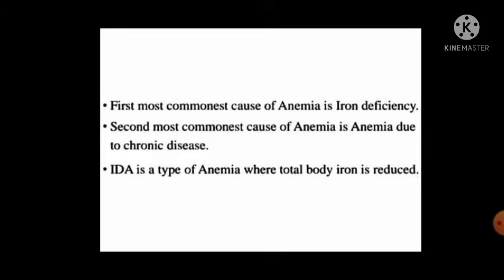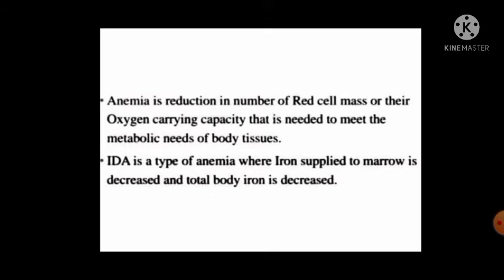The most common cause of anemia is iron deficiency. The second most common cause of anemia is anemia due to chronic diseases. Iron deficiency anemia is a type of anemia where total body iron is reduced. Lack of iron leads to iron deficiency anemia in the body.